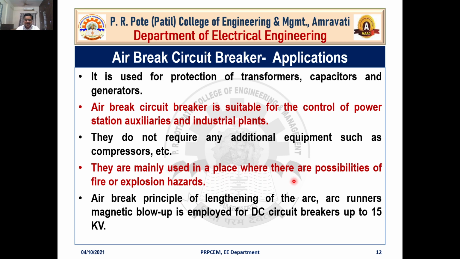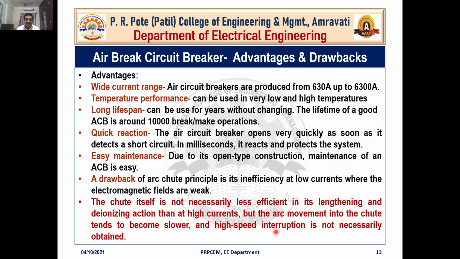Now, the air brake circuit breaker principle of lengthening the arc runners and magnetic blow out is also employed for DC circuit breakers up to 15 kV. So in DC circuit breakers also, we can use this principle to operate a DC circuit breaker. So this is all about this air brake circuit breaker.